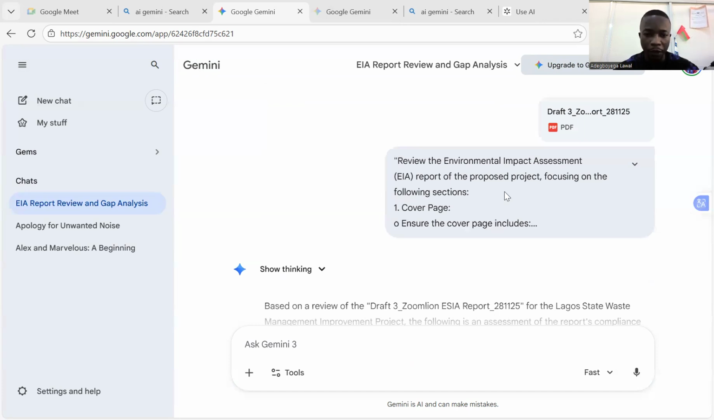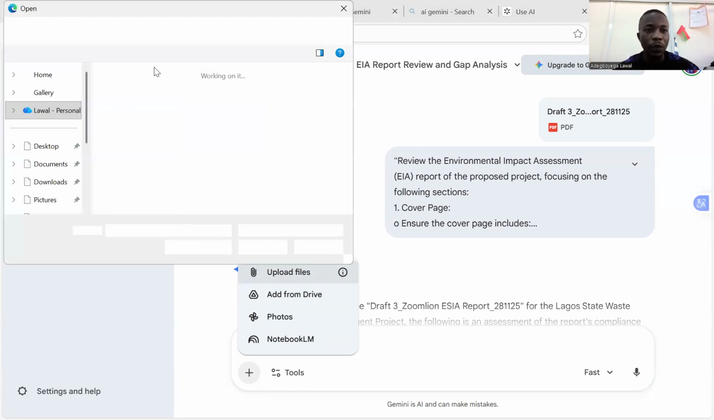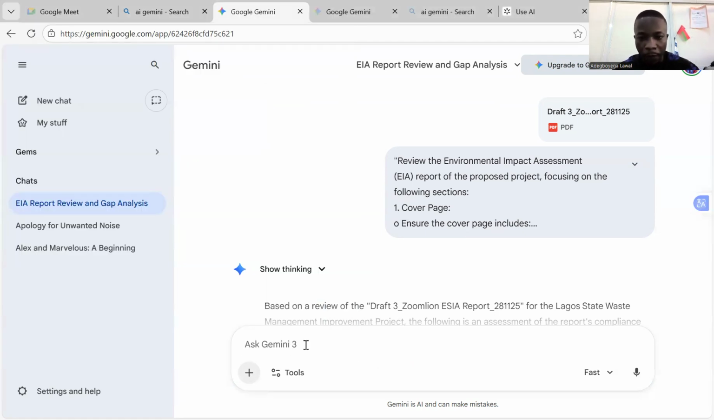if you have this page now, look at this plus sign. You click on the plus sign and you click on upload files. When you click on upload files, you search for where the file is. Wherever the file is, you select it and it gets uploaded. Once it's uploaded, you go back to the review criteria.